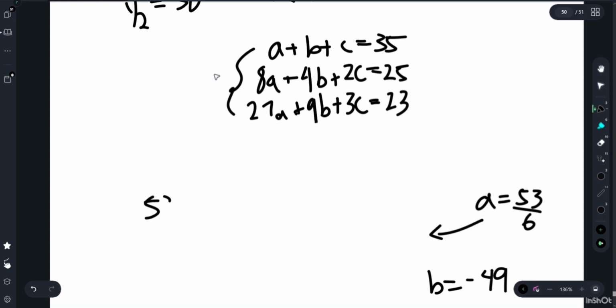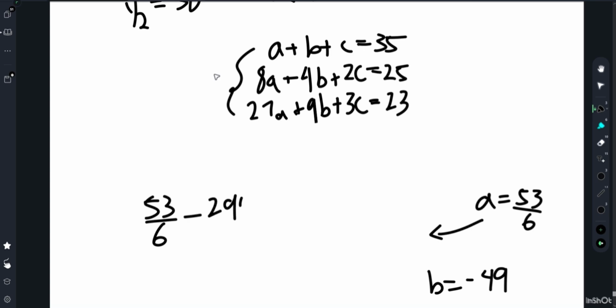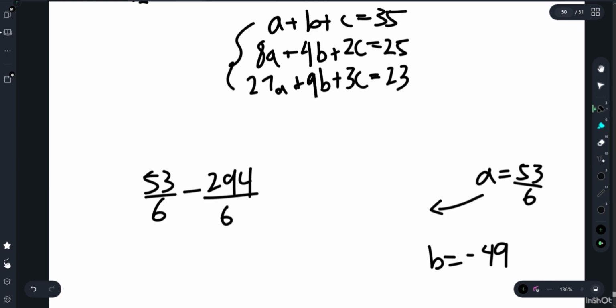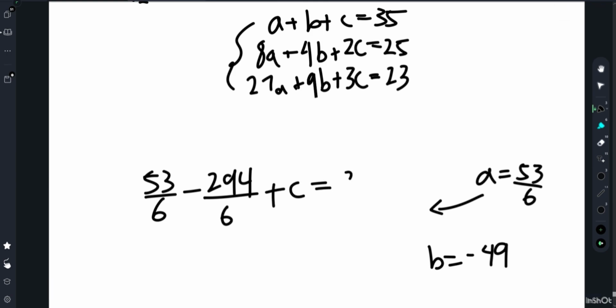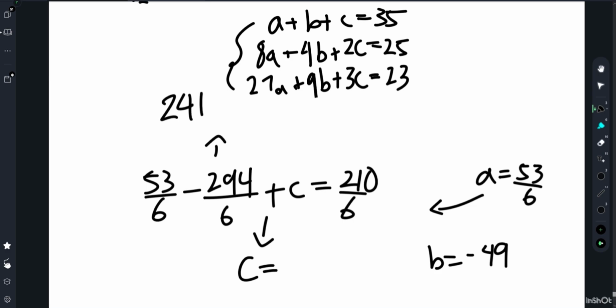We get 53 over 6 minus 49 times 6, which is 294, as it is just 50 times 6 minus 6. So 294 over 6, and then plus c is equal to 210 over 6, and so from here we get 241, so c is equal to 451 over 6.